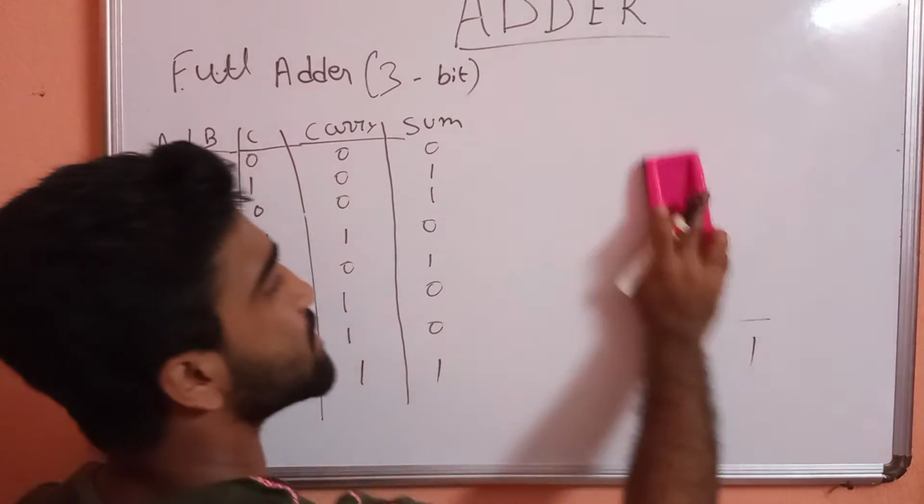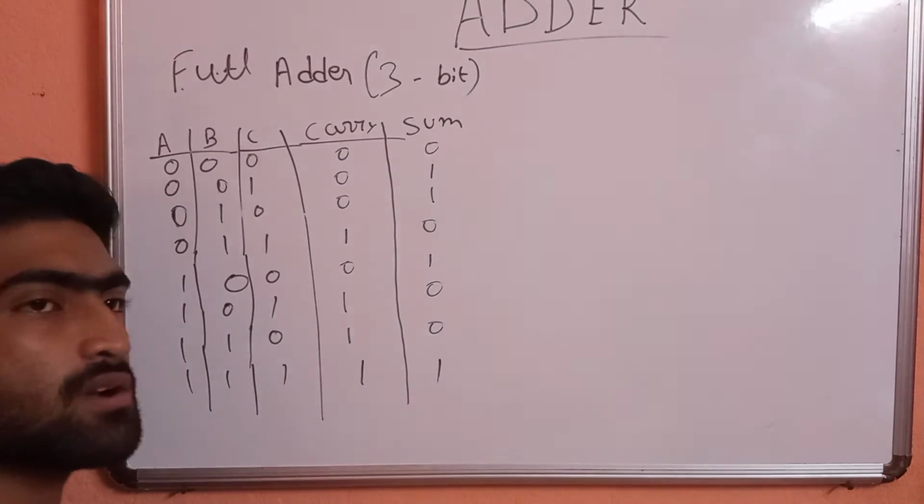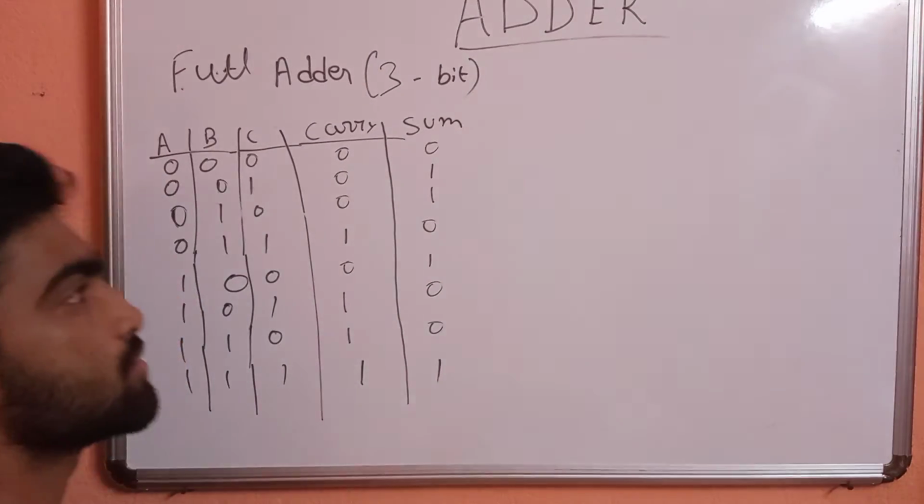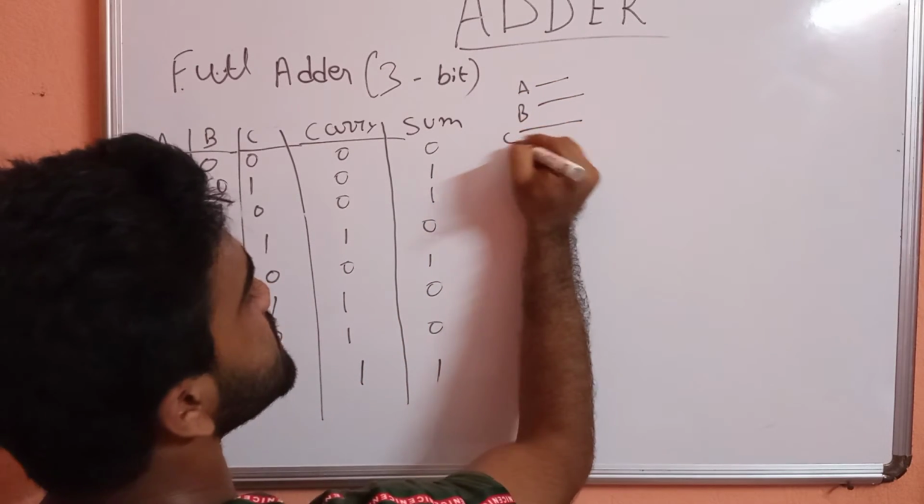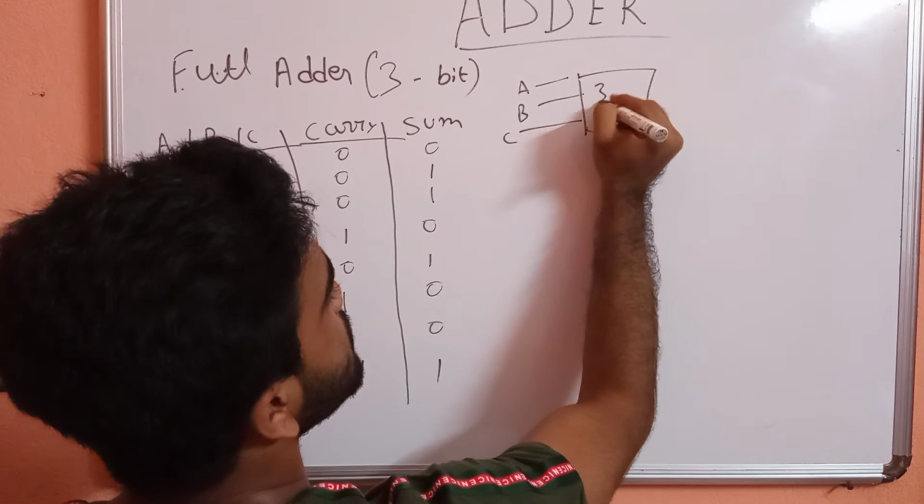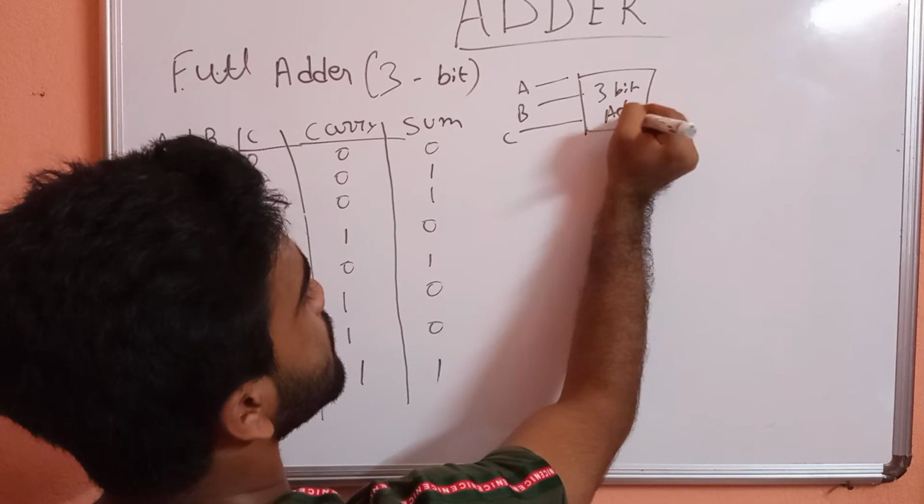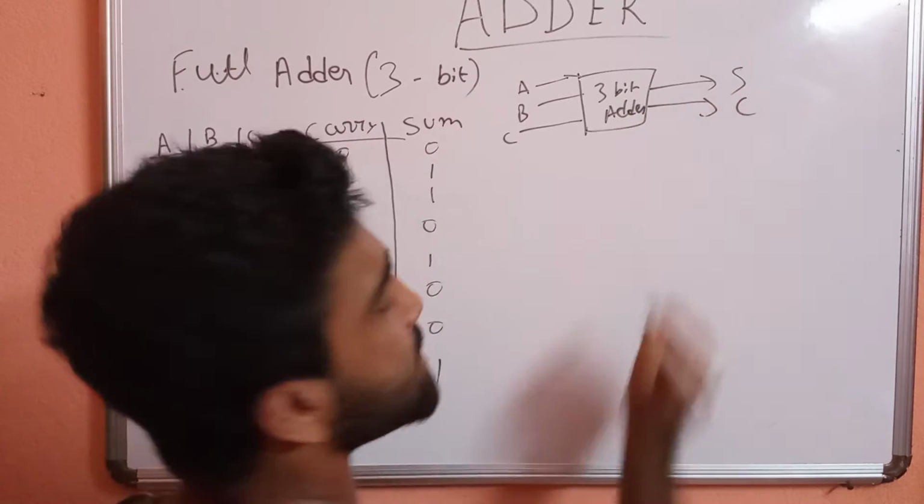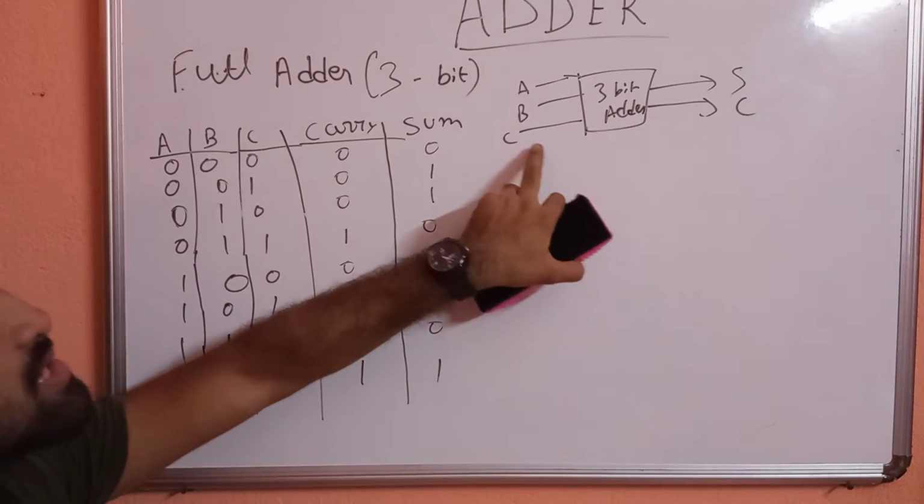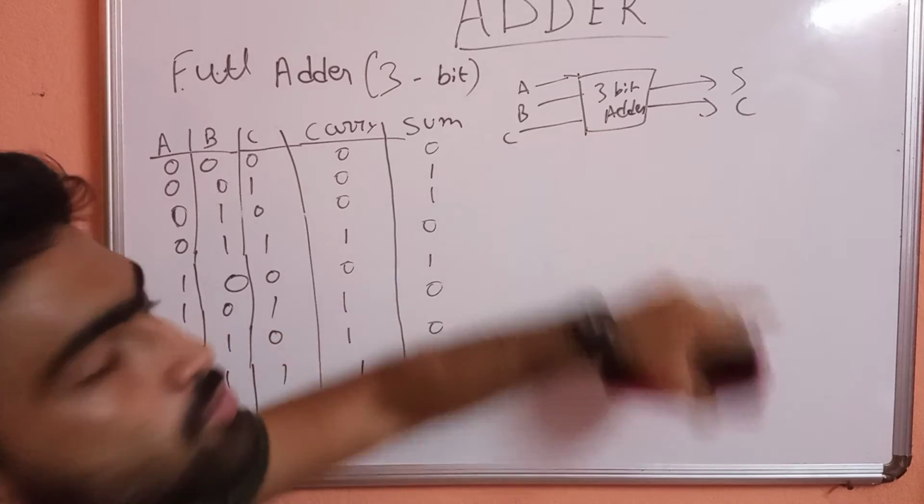Okay. Now what is the block diagram of it? Similar to half adder, only the inputs will be A, B and C. There will be 3 inputs, a 3-bit adder, and the outputs will be the same, sum and carry. Only one thing will be changing. See, another input will be added.